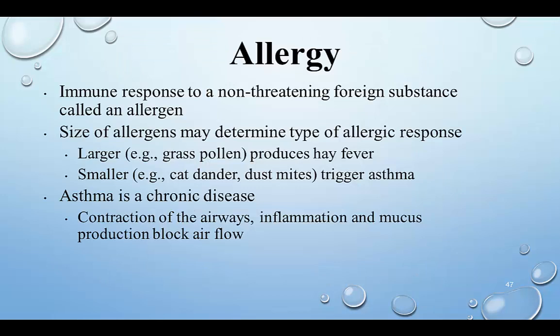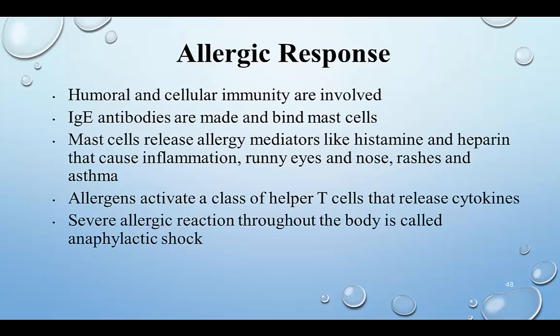An allergy is an immune response to a non-threatening foreign substance called an allergen. They vary in size. Larger ones, grass pollen; smaller ones, cat dander, dust mites. Asthma is a chronic disease which can result from an allergic response. So allergies require humoral and cellular immunity to be involved.